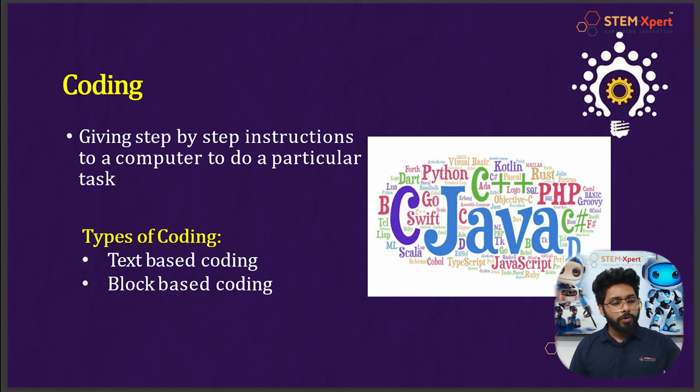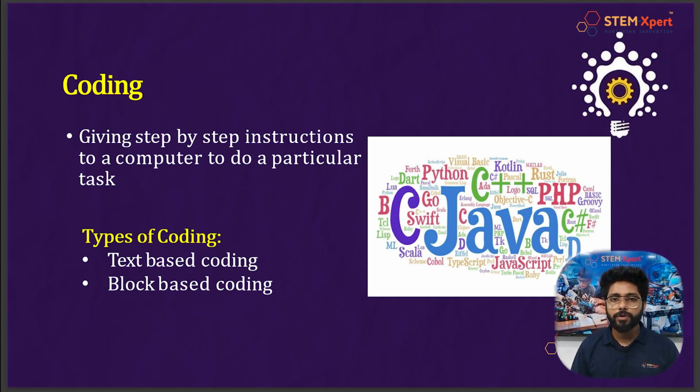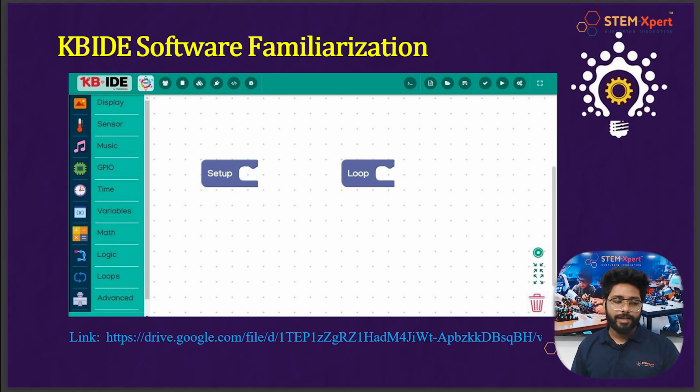Here there are two main types of coding: text-based coding and block-based coding. In this session, we are talking about block-based coding, and we are using this block-based coding software to program our robot. Understood? Yes. So let's go through what the software looks like. Here you can see that this is the KBID software. I hope you already downloaded and installed it, right? And now we will make use of this KBID software. So shall we start? Yes, of course, right?